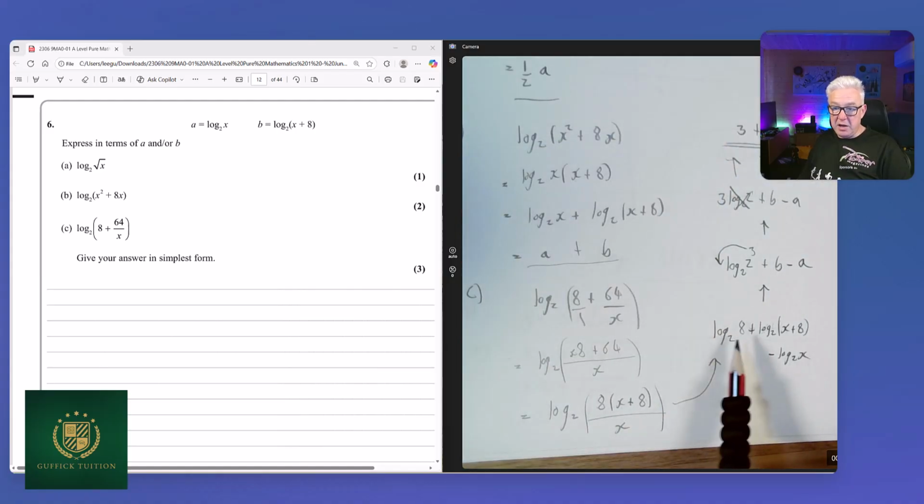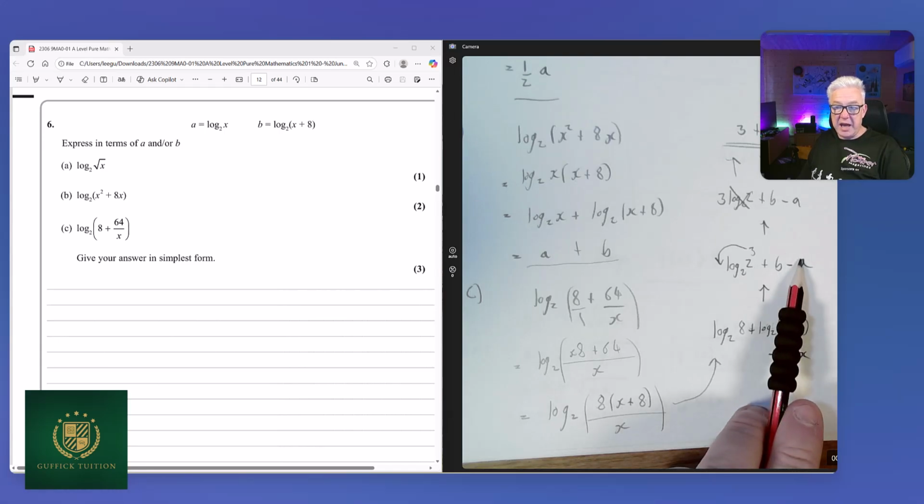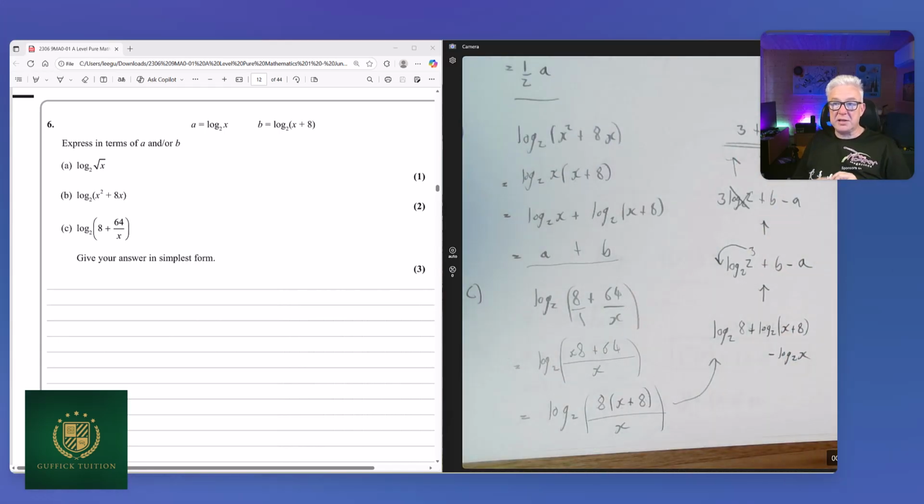Coming back down to here, we have log to the base 2 of x add 8, which is b, and we have minus log to the base 2 of x, which is a. So our final expression is 3 add b minus a. And that's that third one done for 3 marks there.